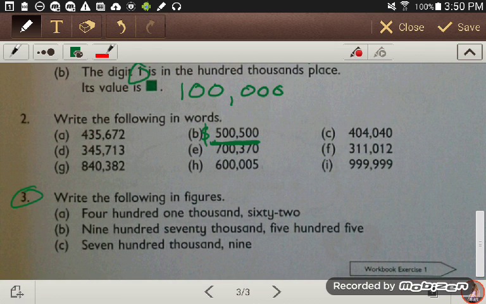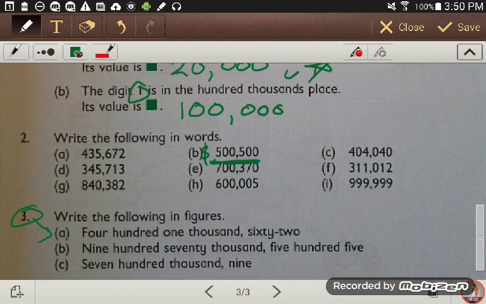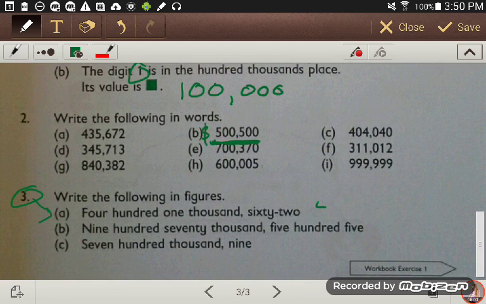All right, back to number 3A, 401,062. If it helps, you could write a chart like this. Let's see if we can do it without. 400,000, so 4 in the 100,000s place. No 10,000s, but there is 1,000, comma. And then we have 62. Nothing in the hundreds, 6, 2. So that's how I would write 401,062.